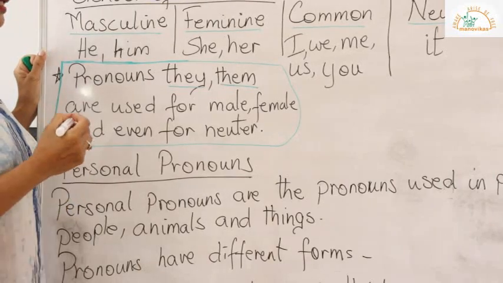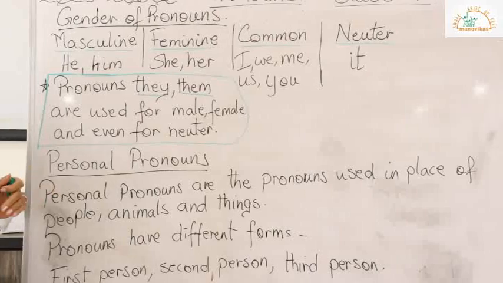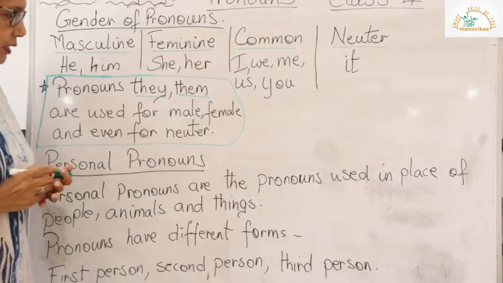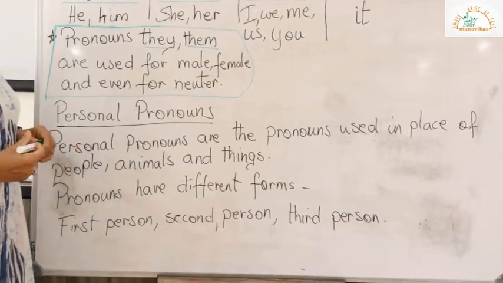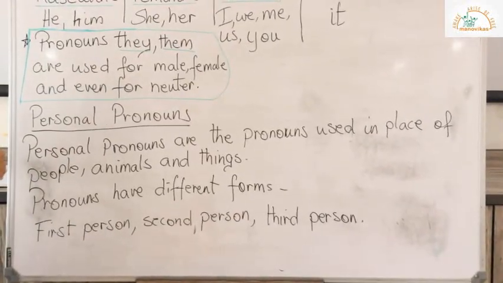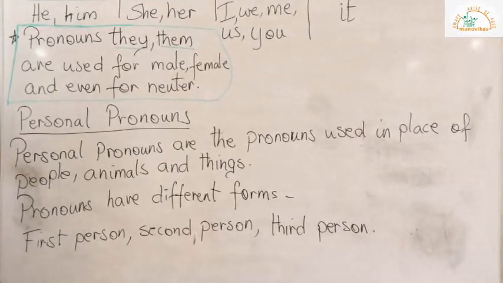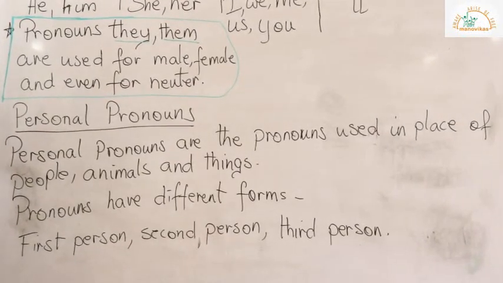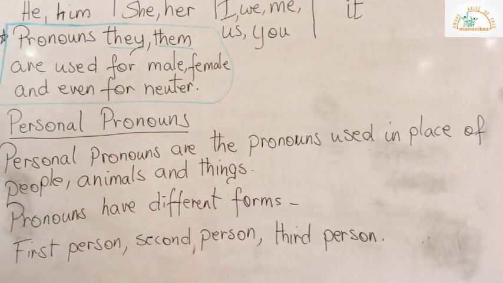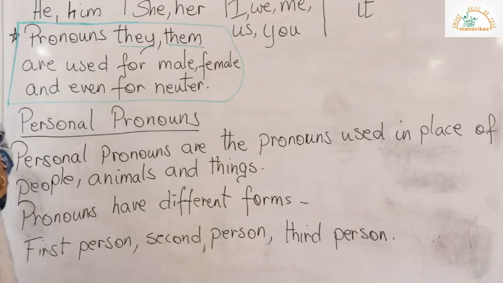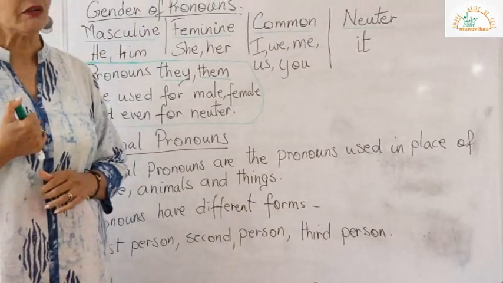Now let's go to the kinds of pronouns. First we will do personal pronouns. What are personal pronouns? Personal pronouns are the pronouns used in place of people, animals and things. Now personal pronouns have different forms.